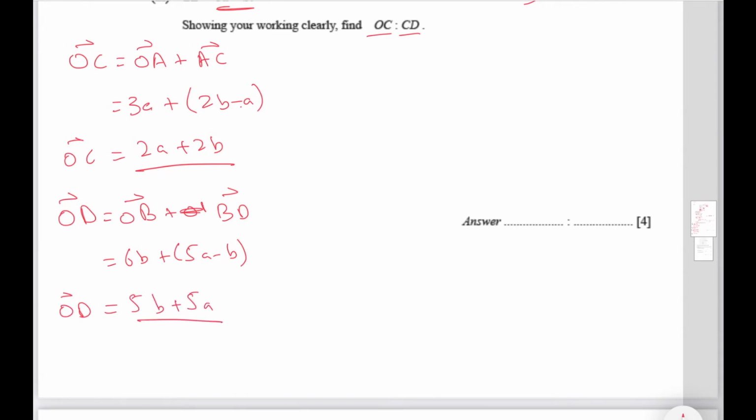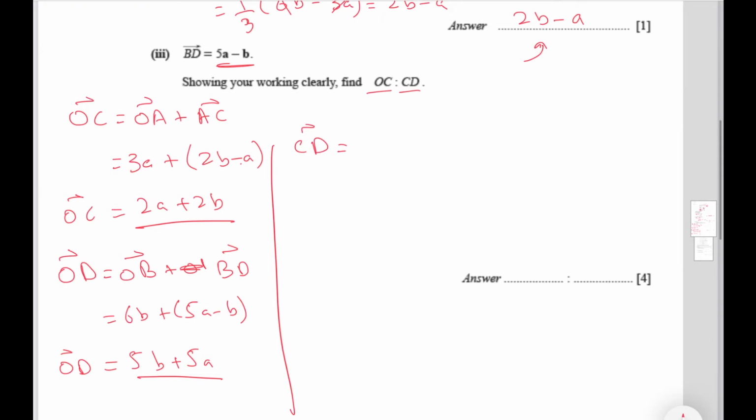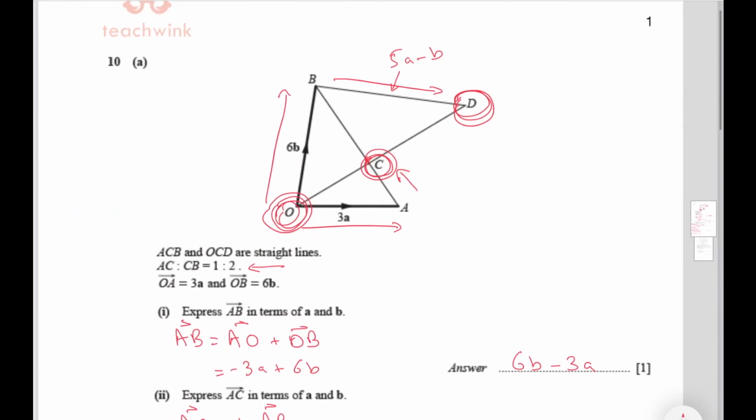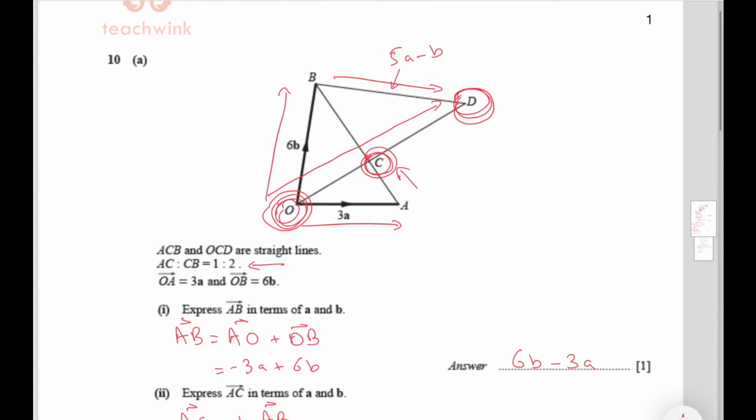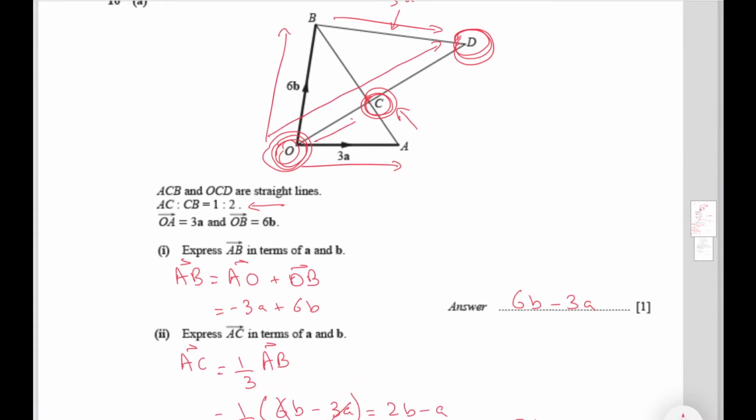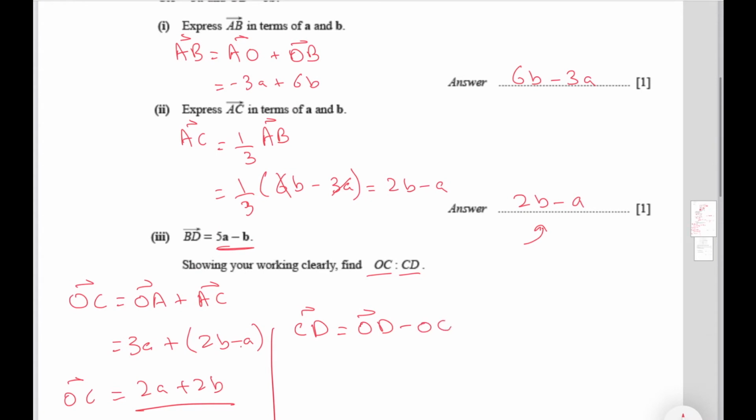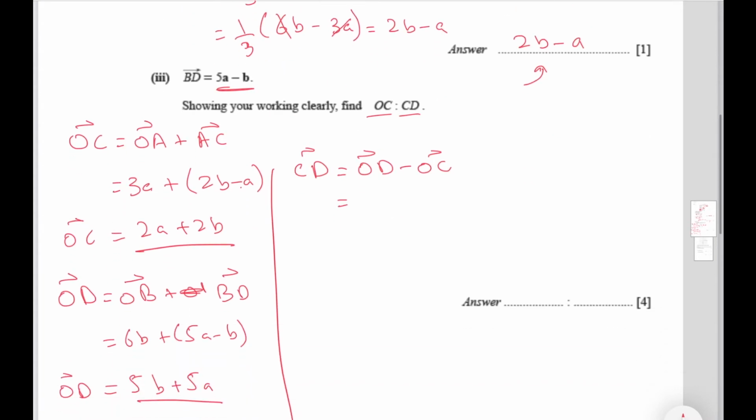So we have OD and OC, but we don't have CD yet. However, CD would be equal to OD, which is from here to here, minus OC. So you subtract OC from it. OD we just found was 5b plus 5a and OC is 2a plus 2b. Let's do this. 5b minus 2b gives us 3b and 5a minus 2a gives us 3a. You can also write it the other way. 3a plus 3b would also work.